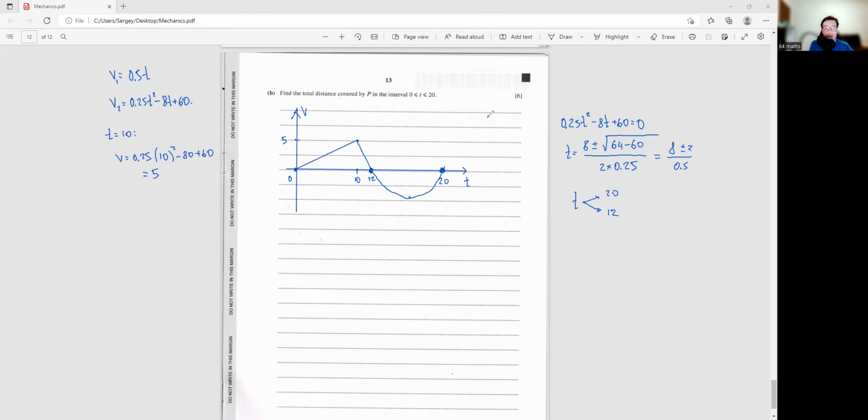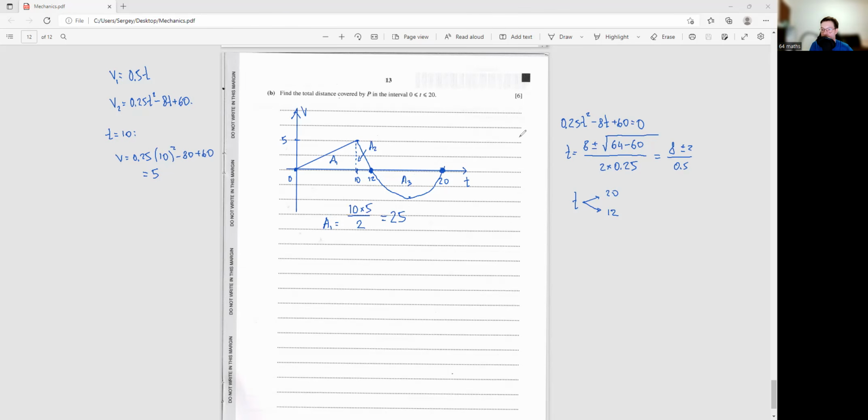Okay, now how do we calculate the total distance traveled by the particle? Well, from the velocity-time graph, it's going to be the area under the graph. And I will split it into parts. I will call this one A1. This one is going to be A2 and A3. Now, A1 is going to be just the area of the triangle. I will just calculate it straight away. Base times height over 2. That gave me 25.